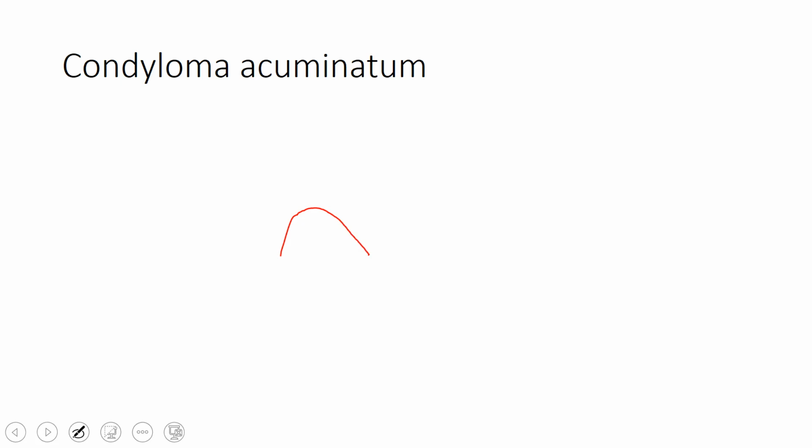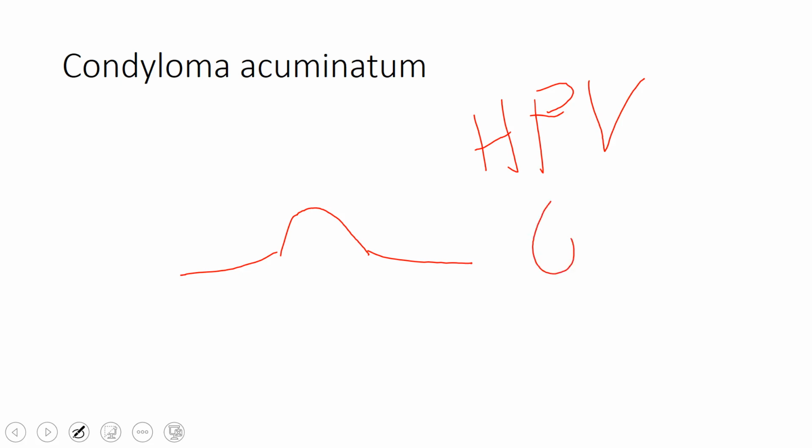Okay, next condition here is condyloma acuminatum, and these are warts. You can get warts at different places in your body. If you get them on your genitals, they call it condyloma acuminatum. There are different things that cause this, but generally it's human papillomavirus, or HPV, which has all these different strains. The ones we're thinking of causing condyloma acuminatum are strains 6 and 11, okay?